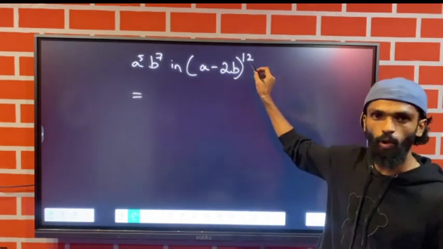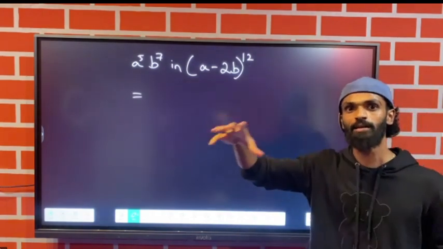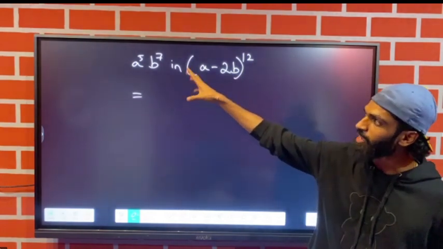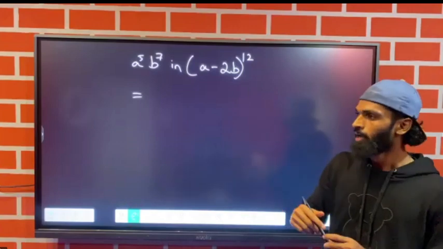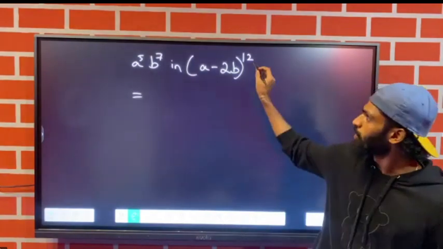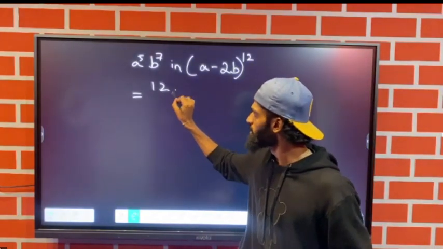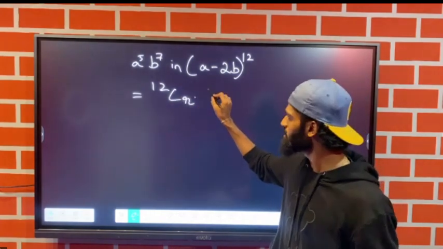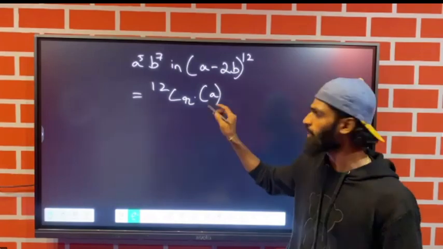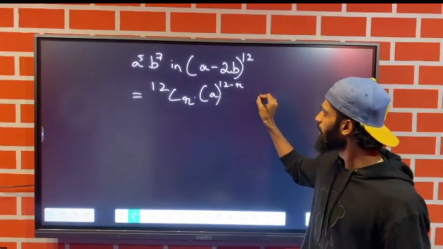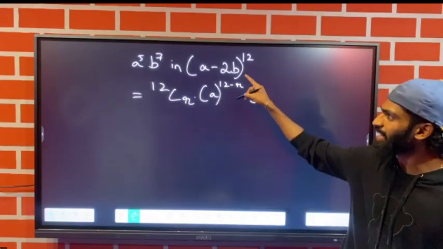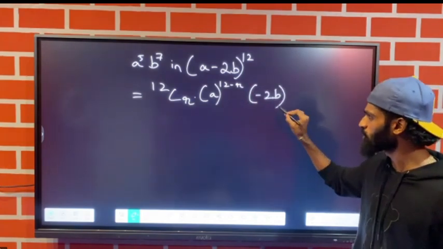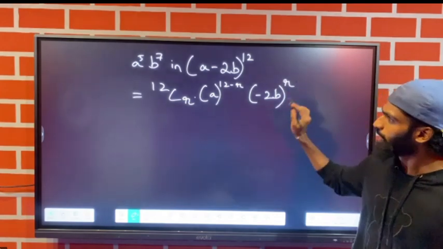NCR. N is what in this question? 12, which means I'm expecting 13 parts in my answer. In 13 parts, one of the parts will have A to the power 5, B to the power 7. I don't know what R itself is. So here, N is 12. So I write 12, C, R. Guys, careful for 2 minutes. First part is A as it is: A to the power N minus R, 12 minus R, into. Second part is minus 2B, as I told you, take it along with the sign: minus 2B to the power R. Right hand side completely done.